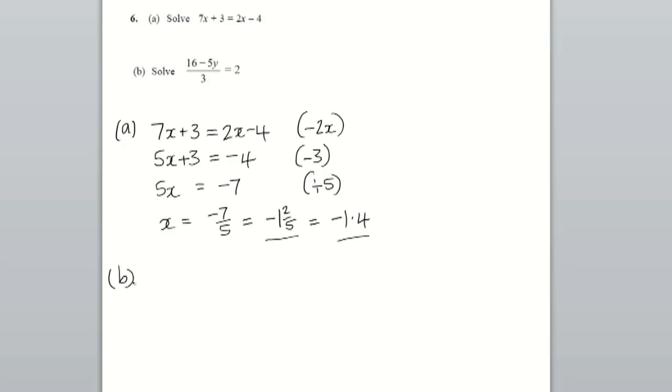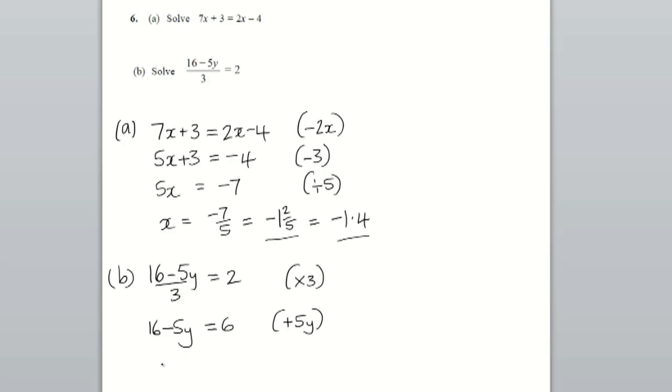Part B. As a general rule, with equations with fractions, your first step is to try and get rid of the fractions. So if I scaled the whole equation up by 3, or cross multiply if that's what you want to think of it as, then I'm going to get 16 minus 5y equals 6. I'm just going to shift it round.